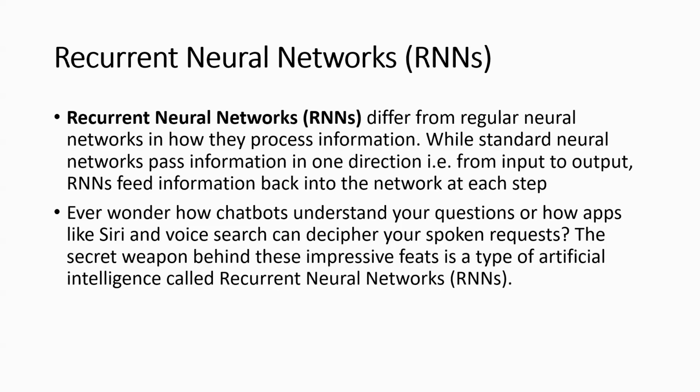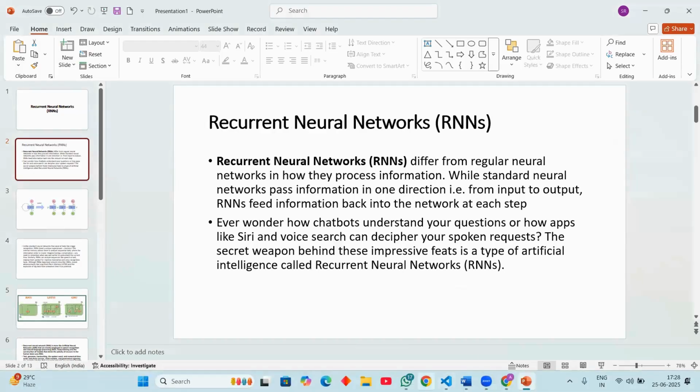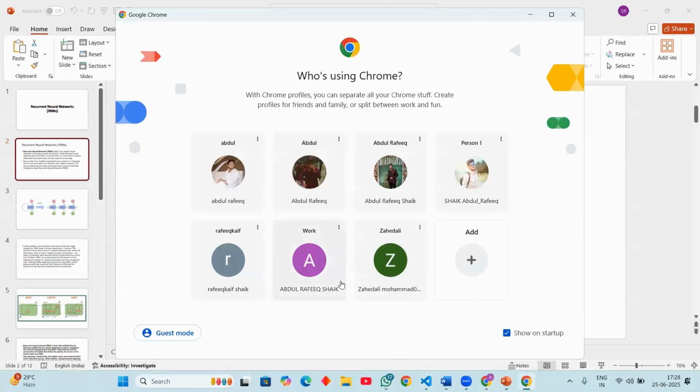Ever wonder how chatbots understand your questions, or how apps like Siri and voice search can decipher your spoken requests? The secret weapon behind those impressive feats is a type of artificial intelligence called recurrent neural networks. Let us see a small recurrent neural network example, so it will be easier for you to understand.